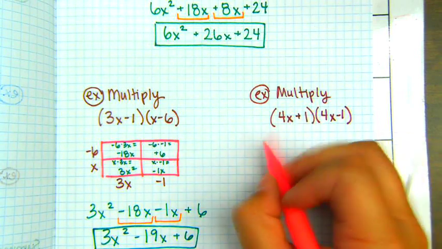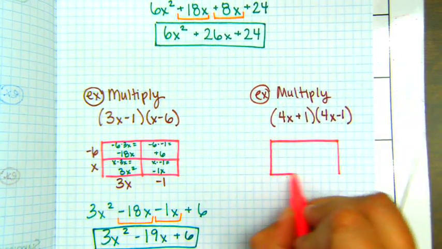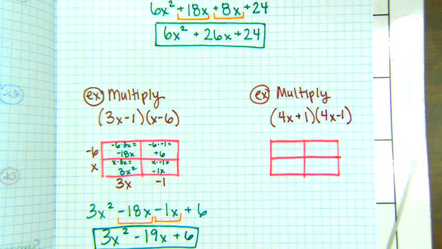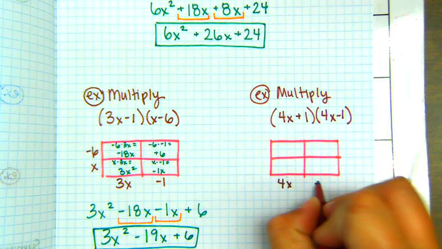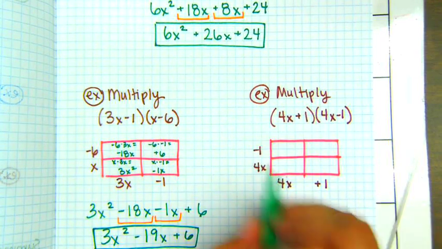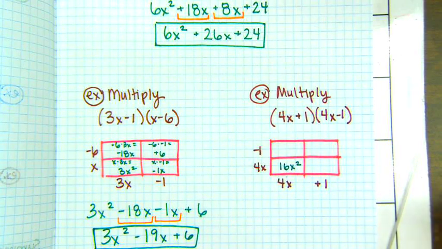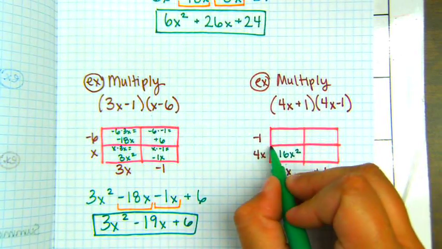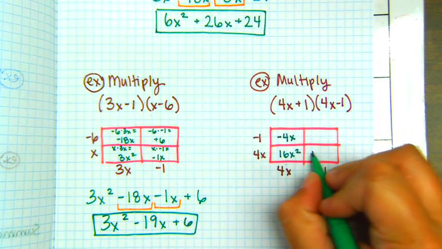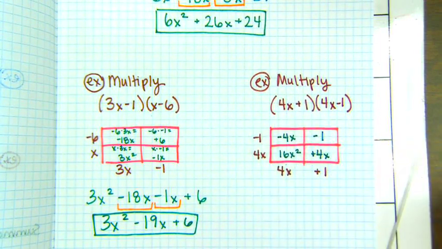The other example, same thing. Now with this example, I'm not going to write the multiplication. I'm just going to do it, because my guess is most of you can do it without writing it out. So I'm going to have 4x plus 1, 4x minus 1. And we're just going to look at it. This is 4x times 4x, which is 16x squared. If you still need to write it out, that's perfectly fine. Negative 1 times 4x is a negative 4x. 4x times positive 1 is a positive 4x. And then we have a negative 1 and a positive 1, which will give us negative 1.